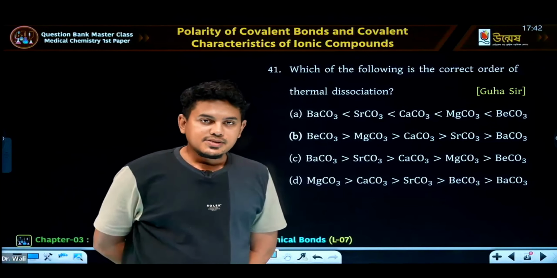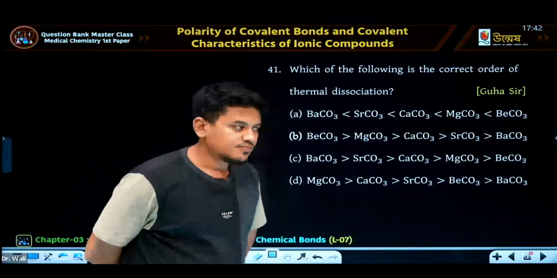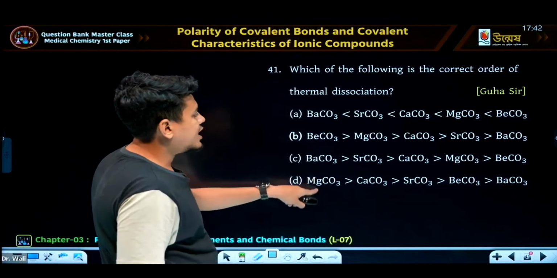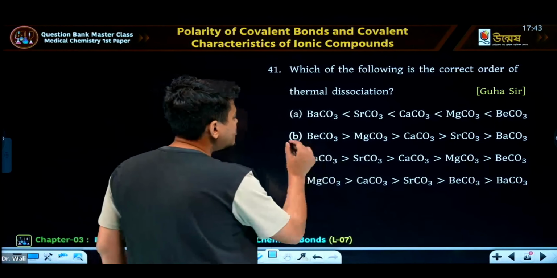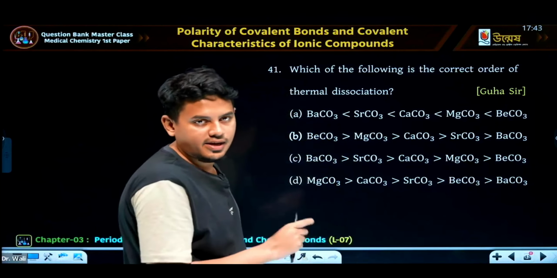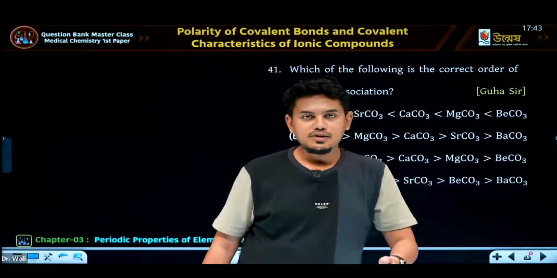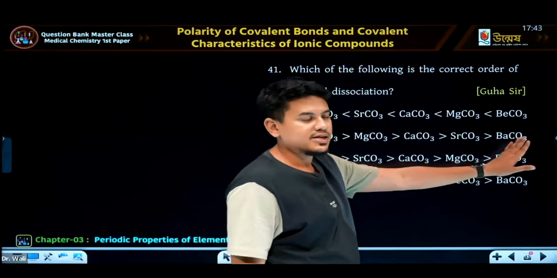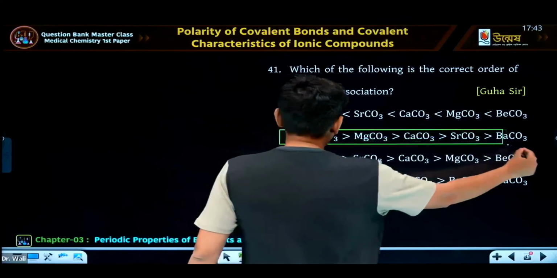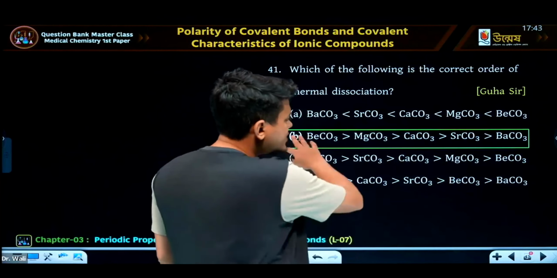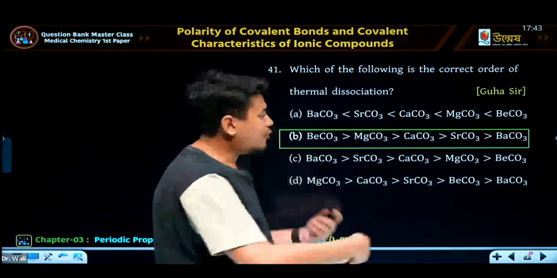Since polarization increases with decrease of cation size, the smallest cation, beryllium carbonate, will be least stable on heat, followed by magnesium carbonate, followed by calcium carbonate. So barium carbonate in fact will be more stable on heat. It will be most stable on heat, and beryllium carbonate will be least stable on heat. In this case, the answer will be B. In terms of dissociation, the order will be this. In terms of stability, the order will be opposite.